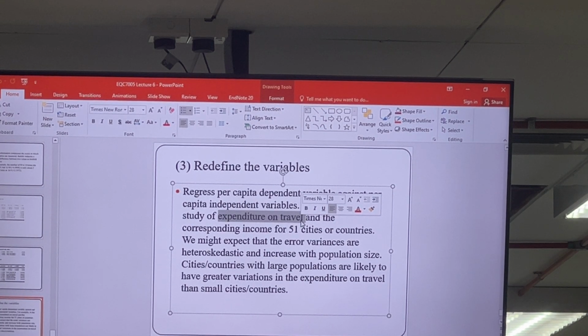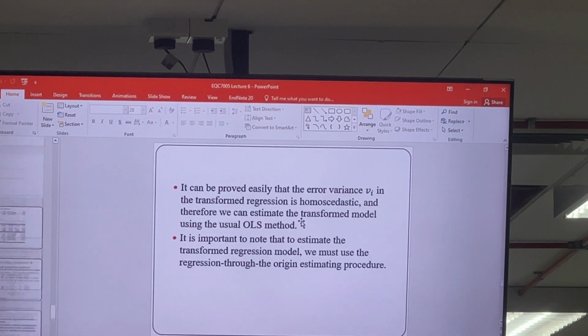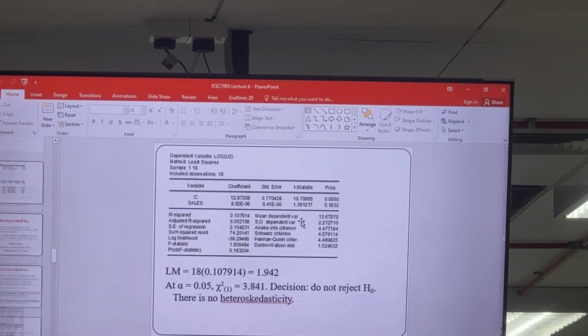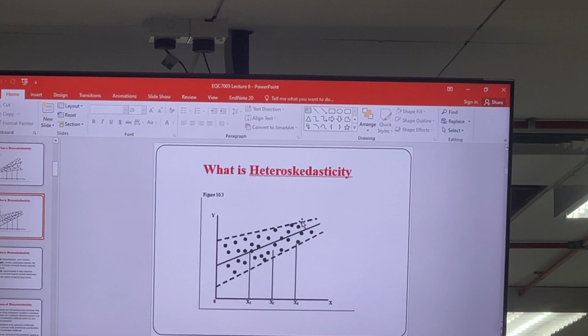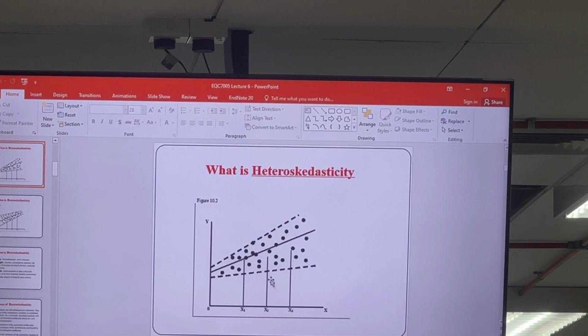Then you have the problem like before. So for example, let's say you have the travel expenditure and then you have total income. Total income for everyone, I mean for the whole population.